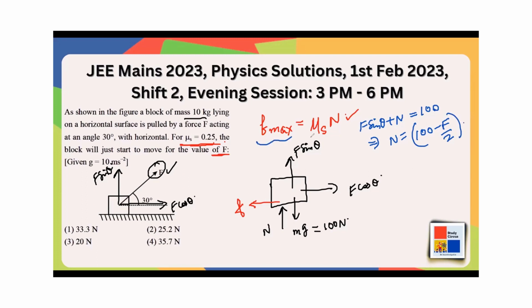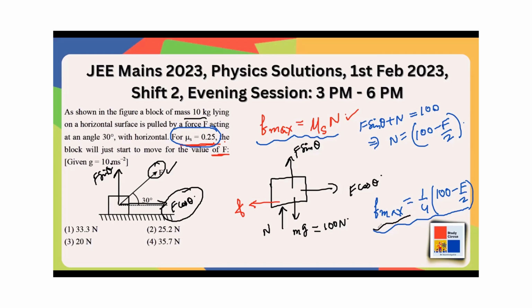So what can be the maximum friction force that can resist the movement, right? The friction force maximum value can be given by this mu s is 0.25, that is 1 by 4 only, times the normal force, that is 100 minus F upon 2. So this is the maximum friction force available, right? So the force that is trying to move the block, that is F cos theta, has to be minimum this much so that the movement can at least start. Okay.